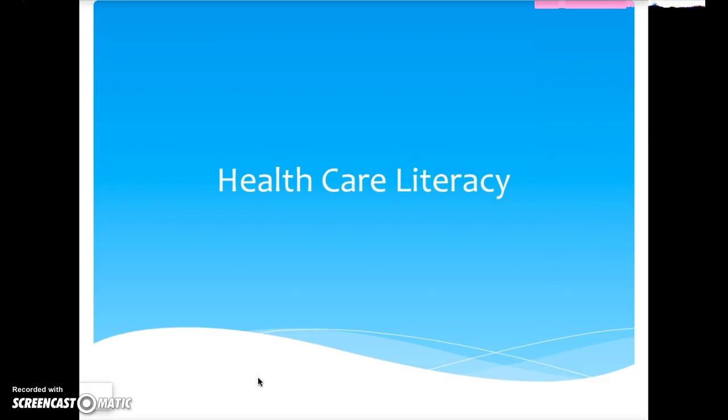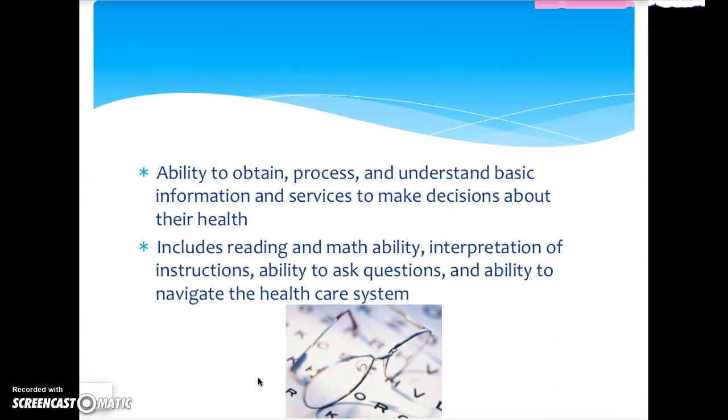So, healthcare literacy is a patient's ability to obtain, process, and understand basic information and services that are available to them to make sound decisions about their own health and any interventions they may be taking with their health. So, this includes reading and math ability, but it also includes the patient's ability to interpret instructions, both written and verbal, and their ability to interact with the healthcare provider that they're seeing, so that they can ask questions and get answers, raise concerns that they may have about any treatment interventions or medications that they're on. And overall, this is the patient's ability to navigate the healthcare system.